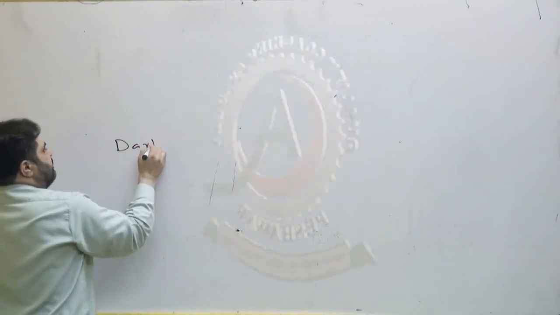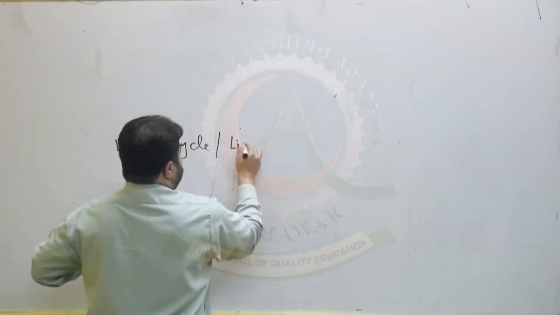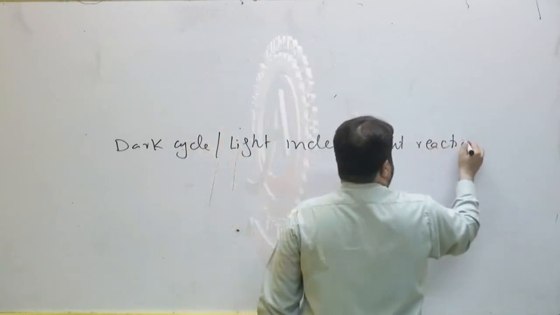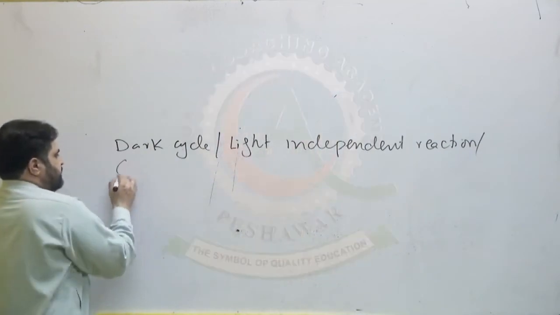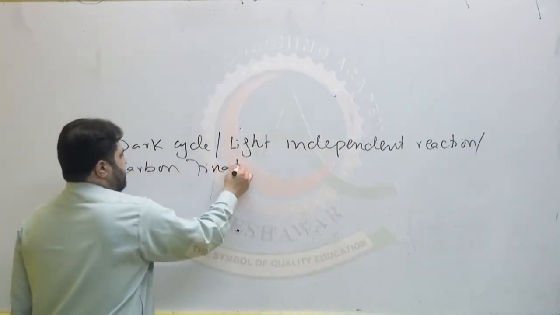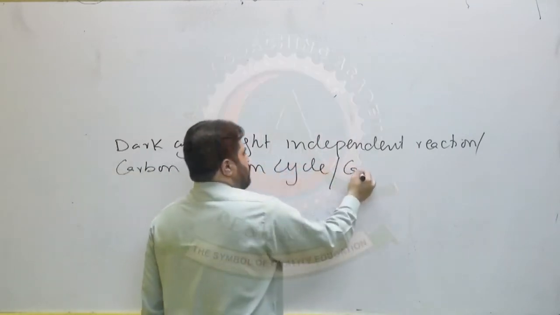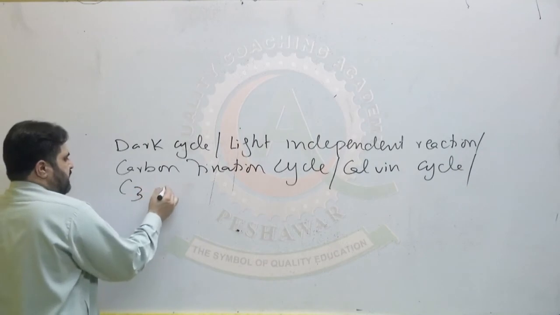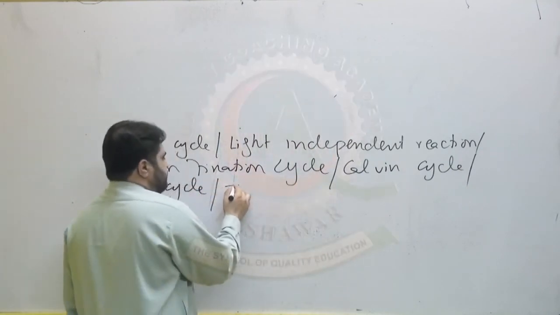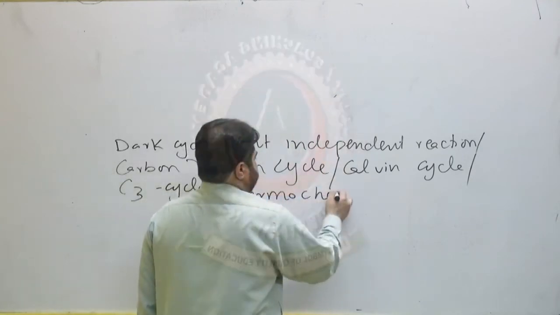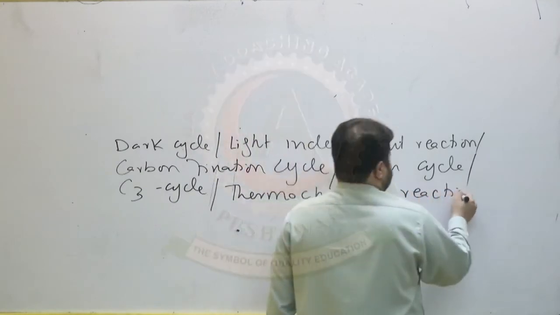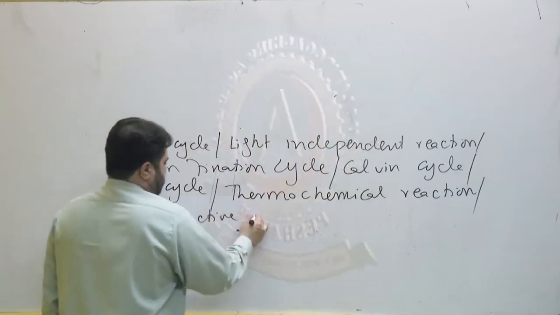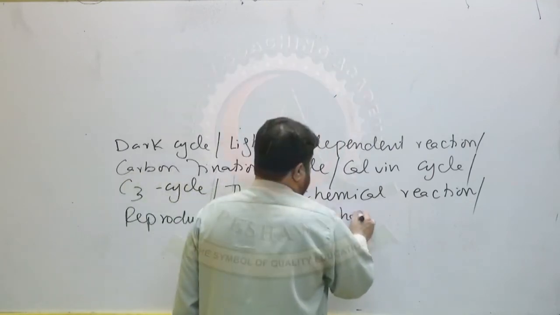So the next topic is the dark cycle, which is also called the light independent reaction. That's also called the carbon fixation cycle. That's also called the Calvin cycle. That's also called the C3 cycle. That's also called thermochemical reactions. That's also called the reductive pentose phosphate pathway.